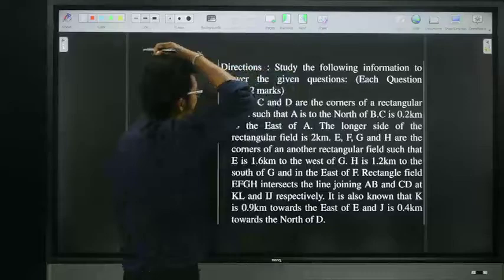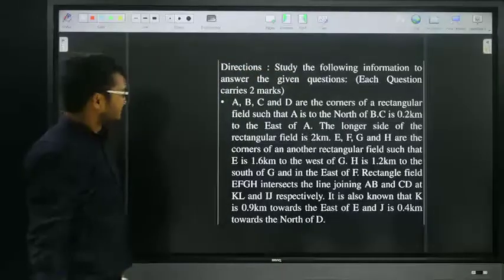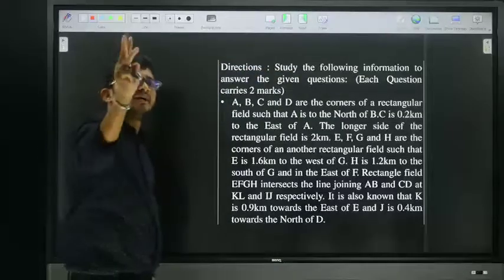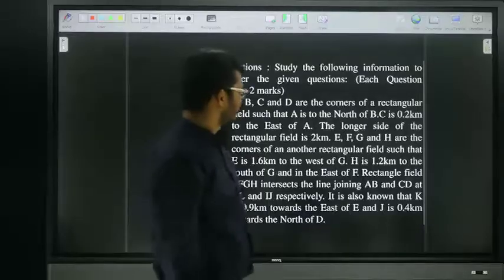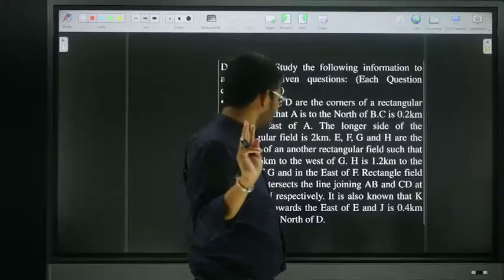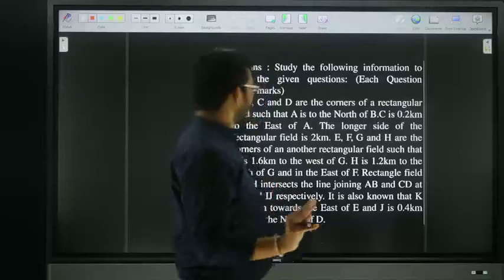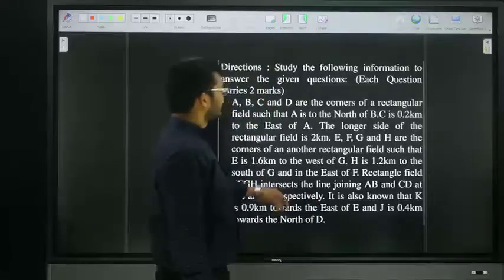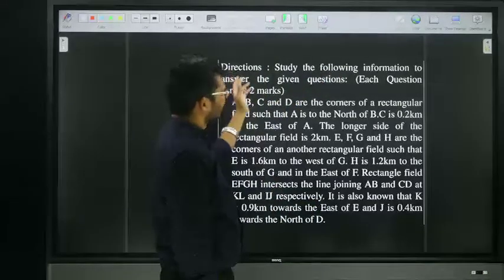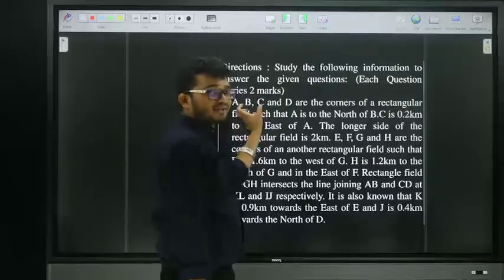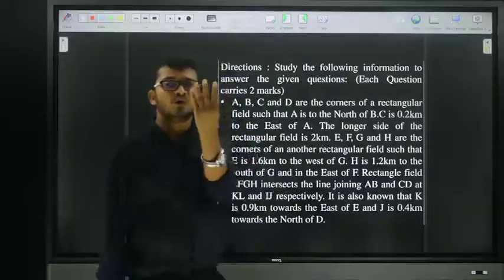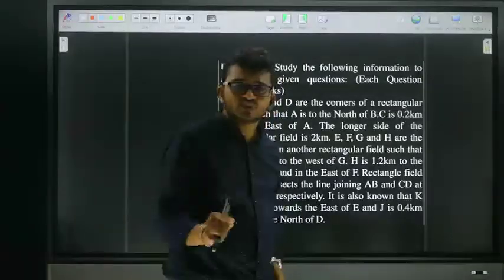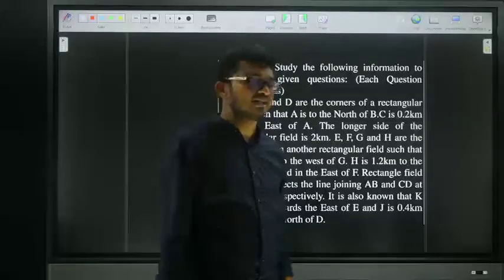Yes friends, now the next one is what? Friends, they gave this question in last year's IBPS PO mains. Study the following information to answer the given question. Each question carries 2 marks. In total they gave 2 questions, total 4 marks. They gave this question in last year's IBPS PO mains.